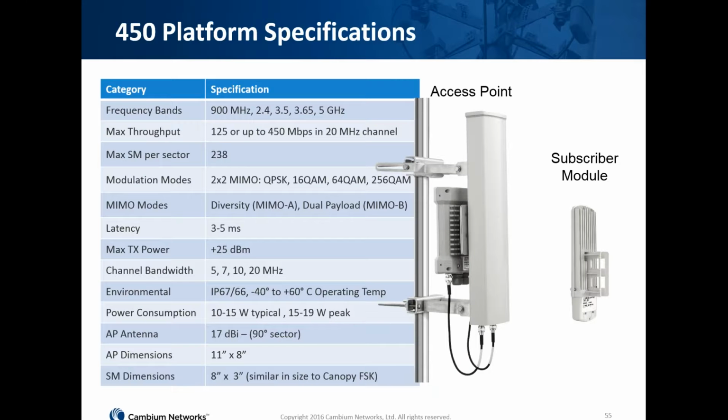The 450 looks kind of like this. Once again, it's available at 900 megahertz, multiple frequencies. That's another thing you need to look at. Ted talked about figuring out what kind of spectrum that you're going to be able to offer in your areas. We offer multiple frequency options for the 450 platform.